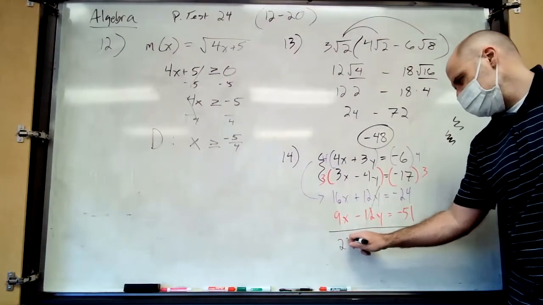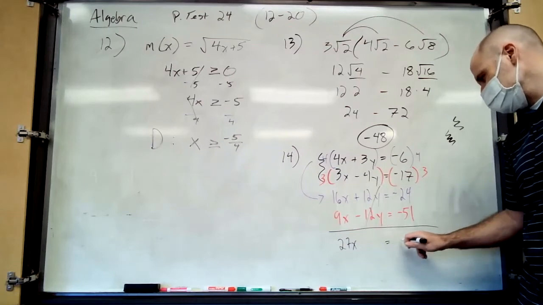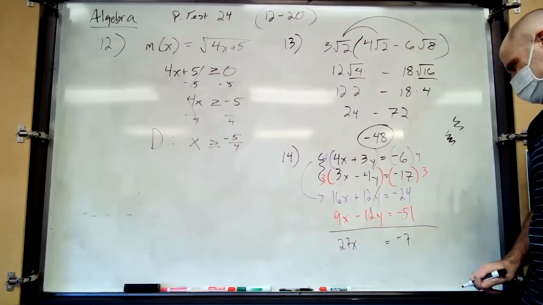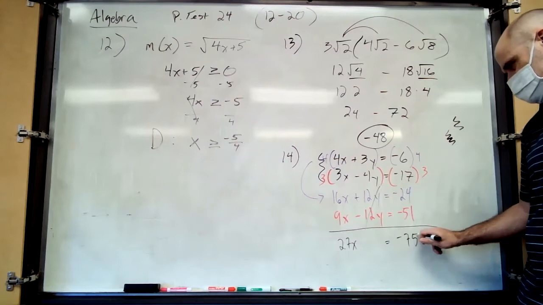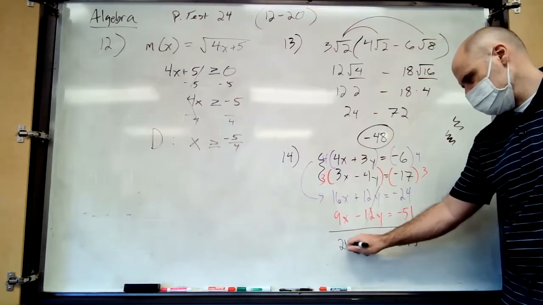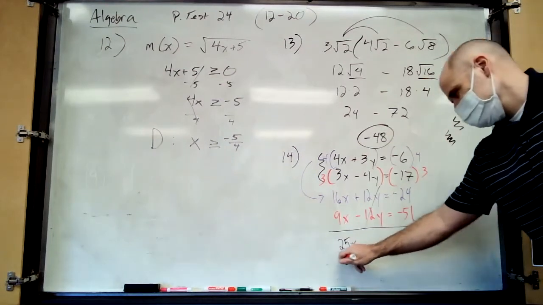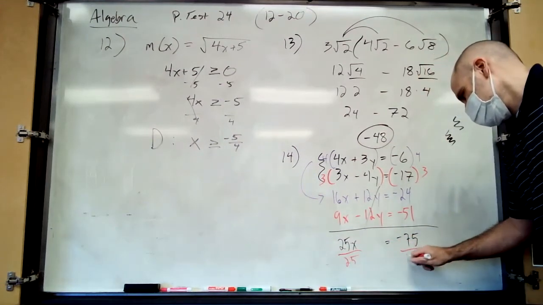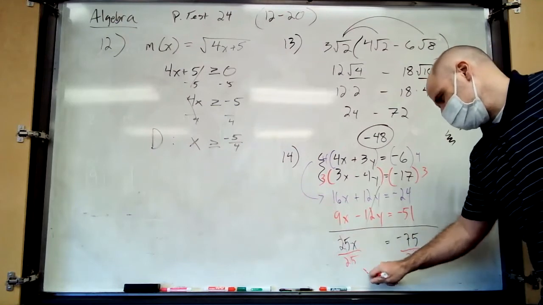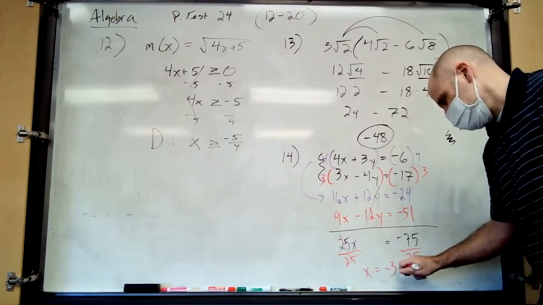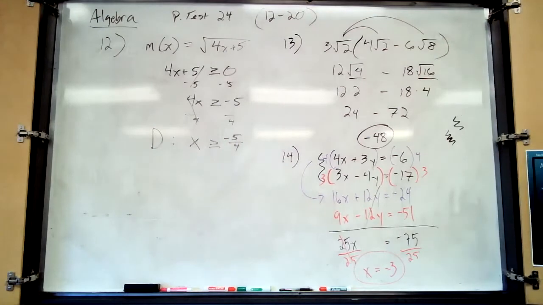And then I get 27x equals -75, or 25x. Okay, 25x equals -75, divided by 25. 25 goes into 75 3 times, and so it's a -3. So you're half done. Don't celebrate too quickly. You still have to find y.